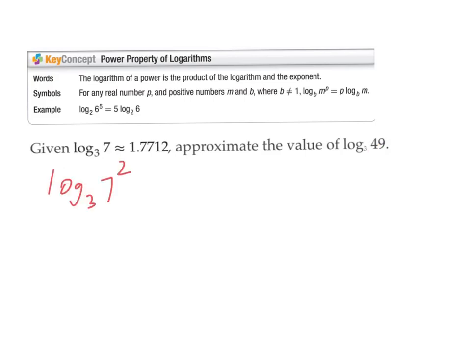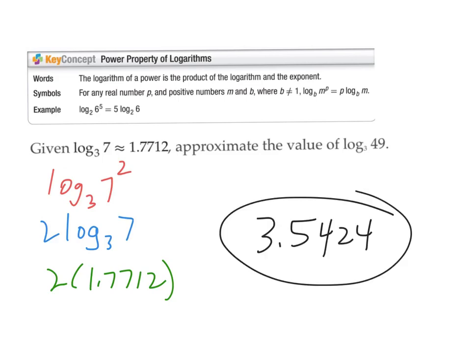So if I rewrote 49 as 7 squared, now I can use the power property because I can rewrite this as just log base 3 of 7. Where does this 2 have to go? Goes in front. So in reality, what I'm doing is taking log base 3 of 7 times 2. And we already know what log base 3 of 7 is. They gave us that. So it'll look like this: 2 times 1.7712, which of course is 3.5424.